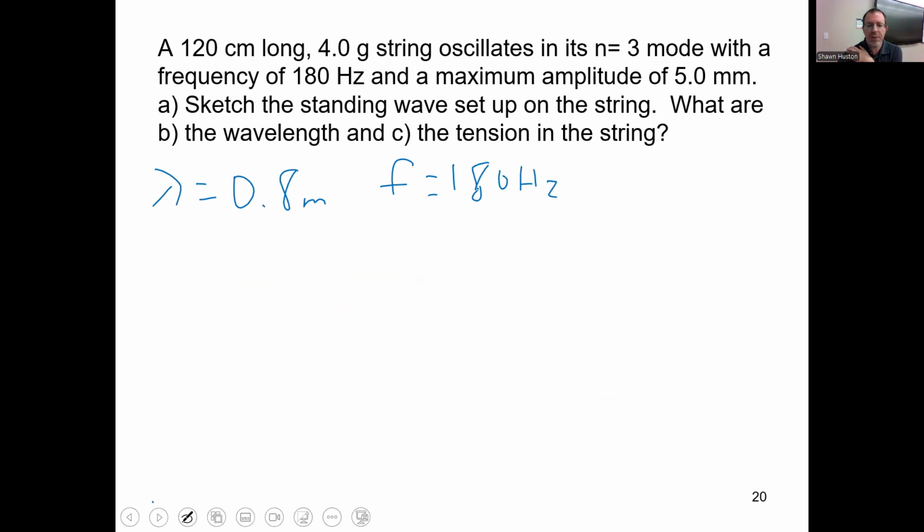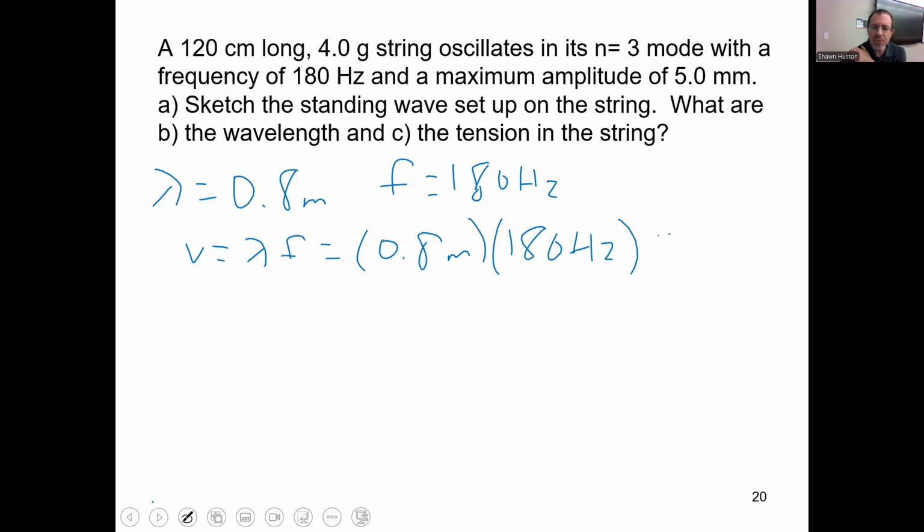From this information, we can calculate the speed of the wave on the string. So v is equal to lambda f, 0.8 meters times 180 hertz. Looks like 144 meters per second. There we go.